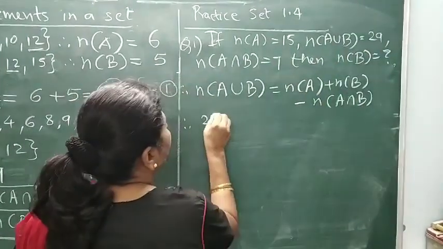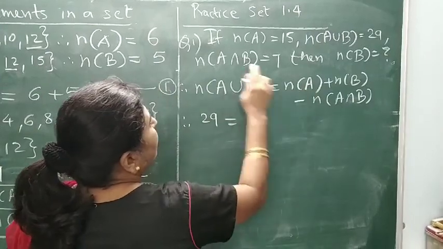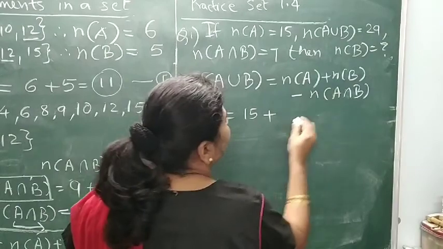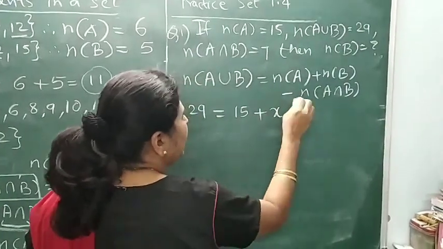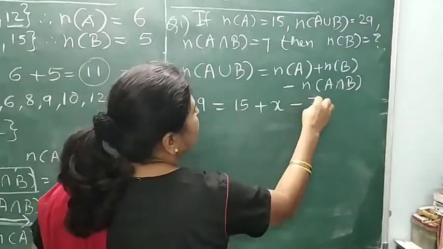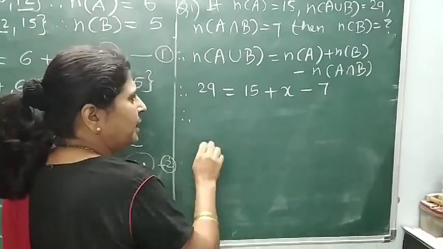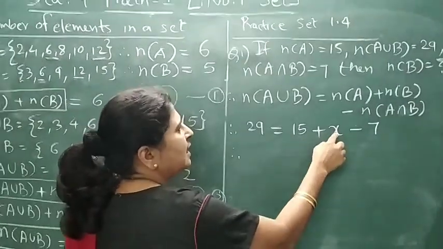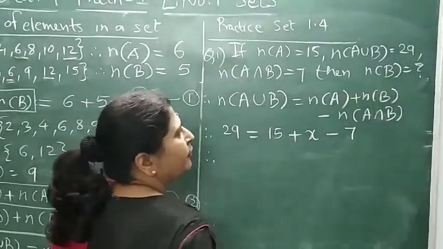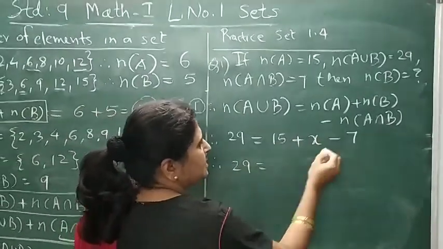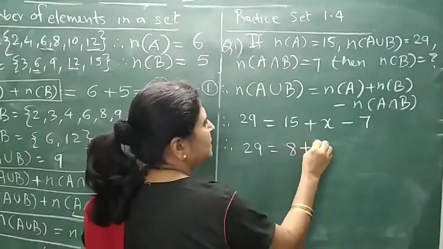Now this property we have written, let's substitute the values. For A union B we have been given 29, which is equal to the number of elements in A, we have been given 15. Now this we want to find, we can denote it as X, minus how many elements in the intersection? They are 7. So we get this simple equation in one variable. Let's solve to get the value of X, and it is nothing but the number of elements in B. So 29 is equal to 15 minus 7, that is 8, plus X.